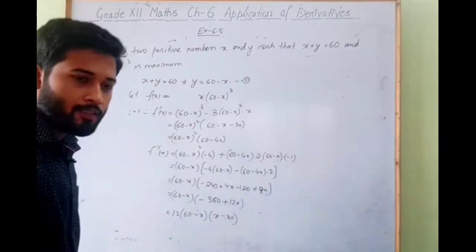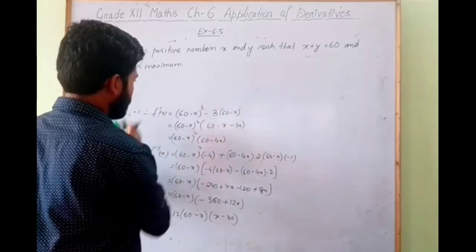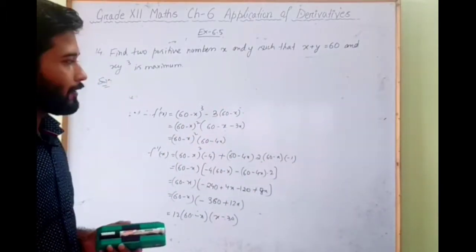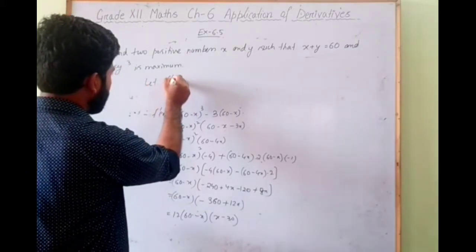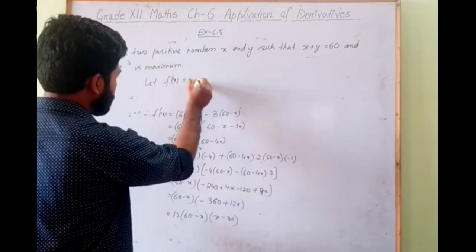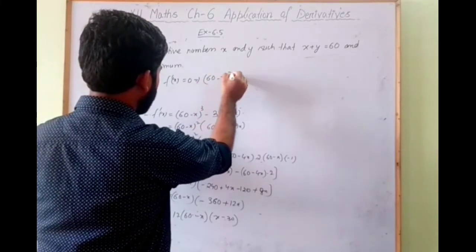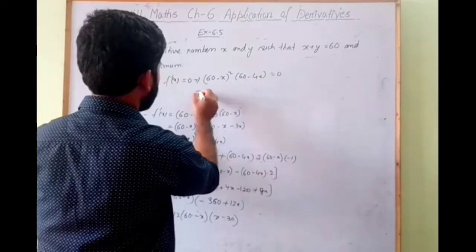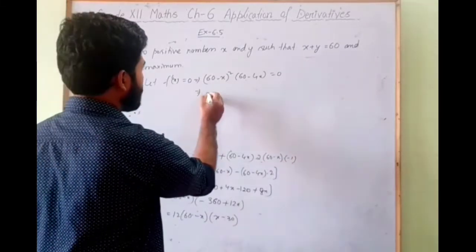So after this, what we do, we equate the first derivative equal to 0 to find the critical points. So let us do that. Let f dash x be equal to 0. So this will imply 60 minus x whole square into 60 minus 4x equal to 0. So from there what we shall get? Let us see.